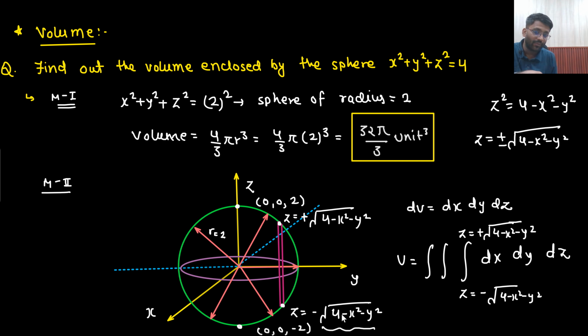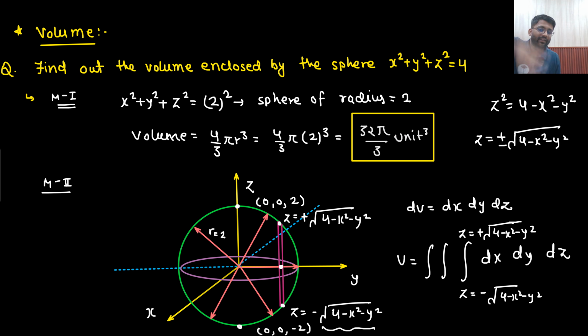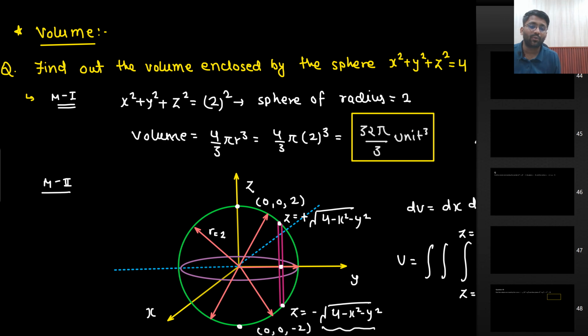Because you are taking the limit from minus under root 4 minus x square minus y square to plus under root 4 minus x square minus y square. If you would have taken from 0 to under root 4 minus x square minus y square, then I would have multiplied with 2. Then this factor of 2 would not come. If you would have put 0 here, then only under root 4 minus x square minus y square would come. But since you have taken from negative to positive, that means you have taken the complete limit. So now you don't have to multiply with 2.